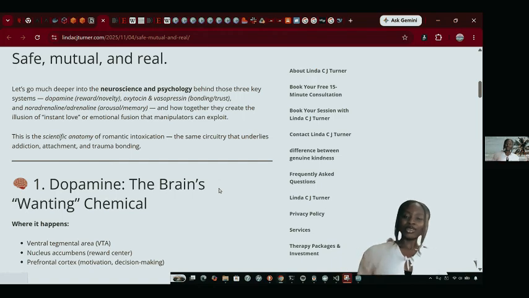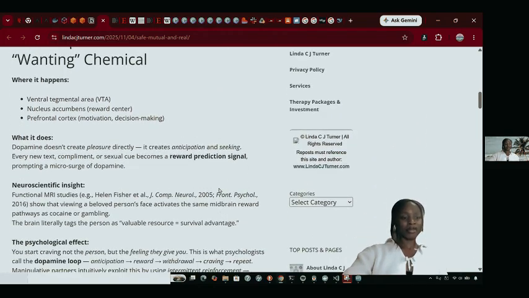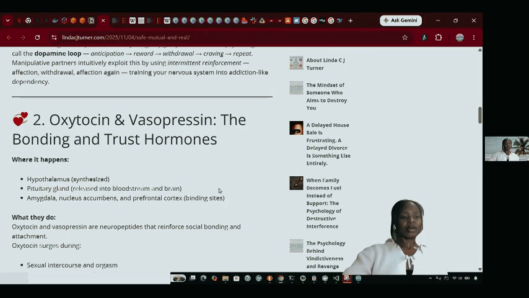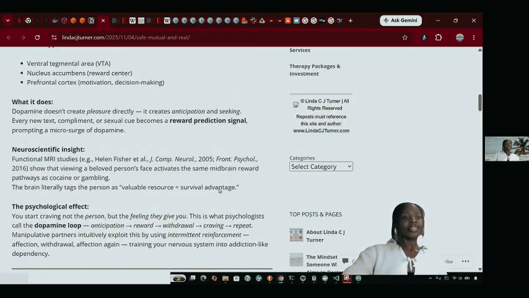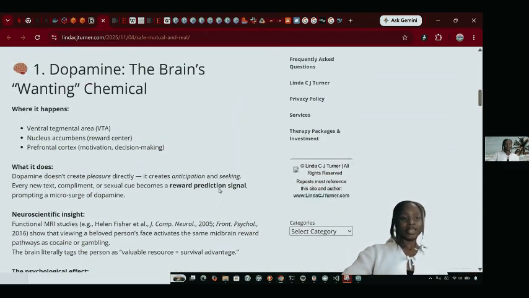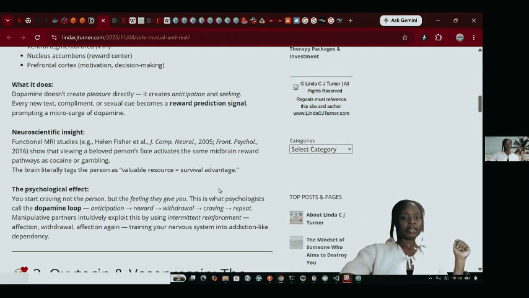So you just have to be kind of aware about these things. The first one is dopamine. You all know dopamine when you do something. Dopamine doesn't create pleasure directly. It creates anticipation and seeking. So you start to crave something, right?